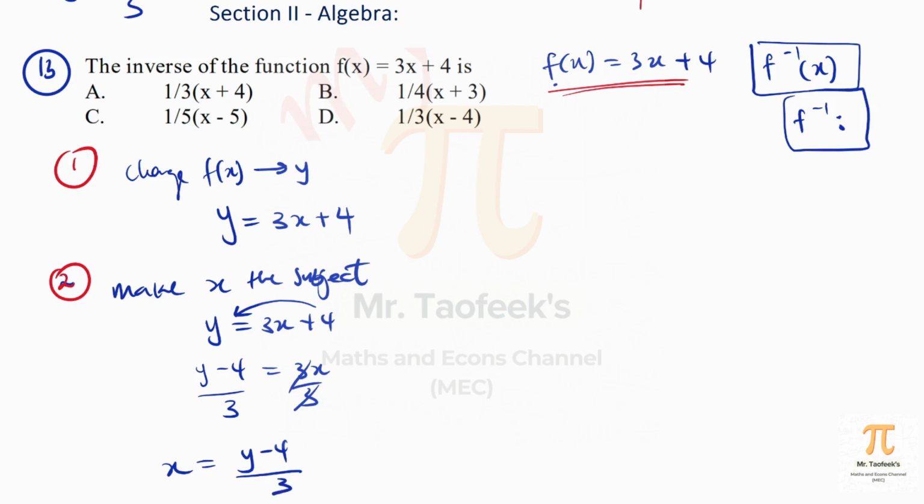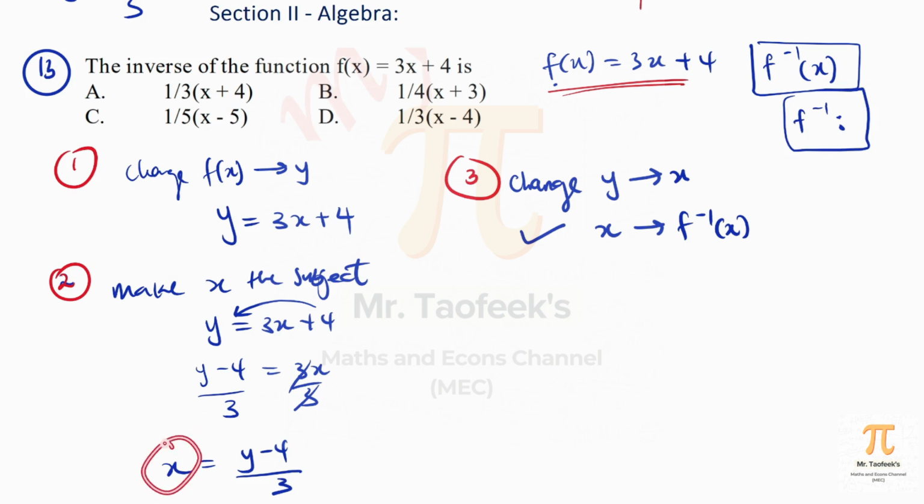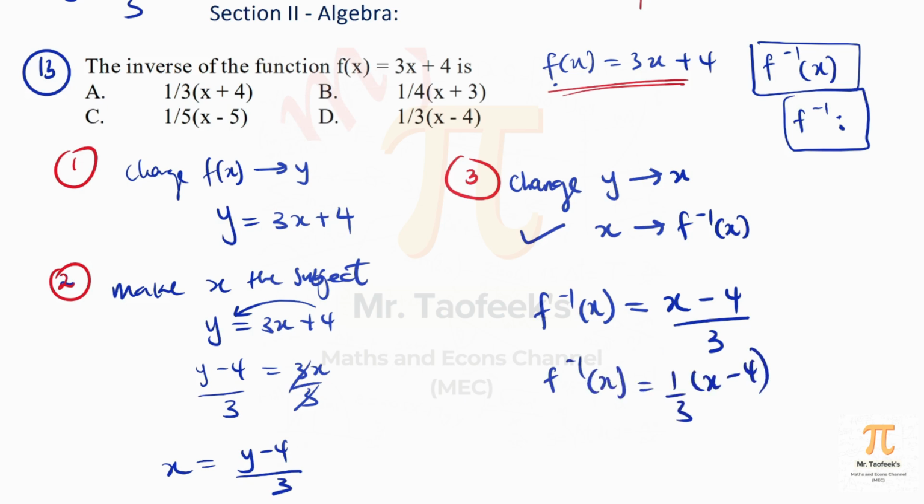And then the last step, which is very easy. That's why I prefer this method. The very last step is that you're going to change your y to x, and then you change your x to the f inverse of x, which is what we are looking for, right? So our final answer will be, our x here, we change it to the f inverse of x equal to our y. In this place, we change our y to x, so that will be equal to x take away 4 divided by 3. Of course, if you look at the options, we might have to just quickly rewrite it as 1 over 3 into bracket x take away 4, and then we have our answer. So option D is our answer.